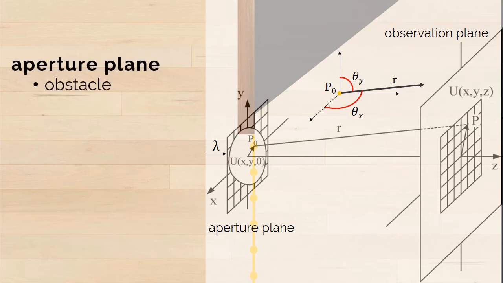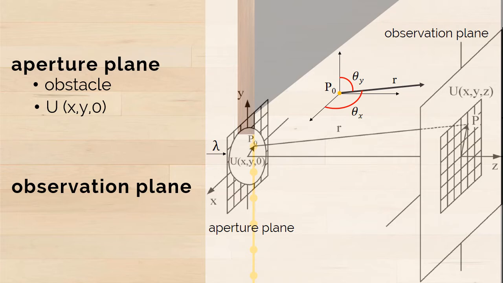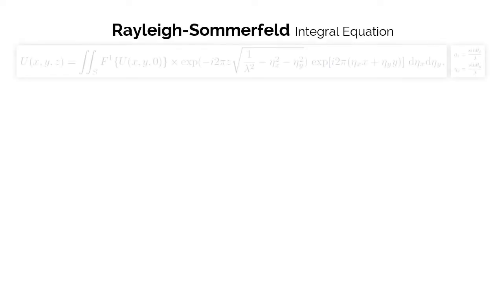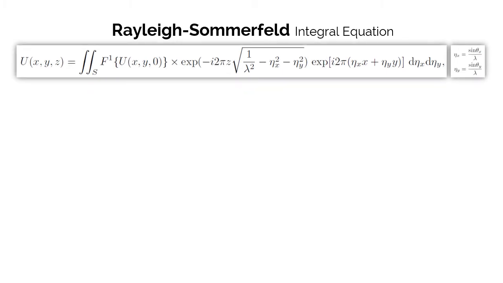The light field originating from this location is a function of the coordinates and is denoted as u of x, y, and 0. Next, the observation plane is where the opposite wall or the opaque screen is, which sees the field at a distance z from the aperture plane. The field is then written as u of x, y, and z. The Rayleigh-Sommerfeld integral equation is a solution of the Helmholtz wave equation derived from Maxwell's equations.